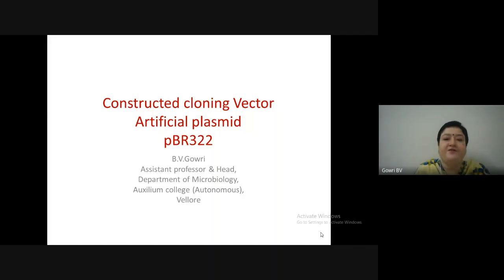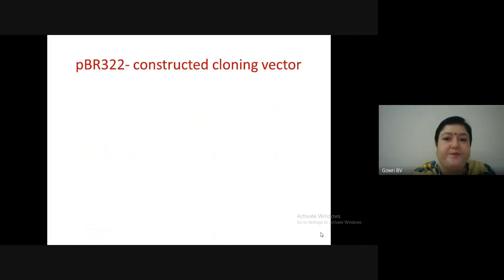Constructed cloning vector, or an artificial cloning vector, artificial plasmid: pBR322.